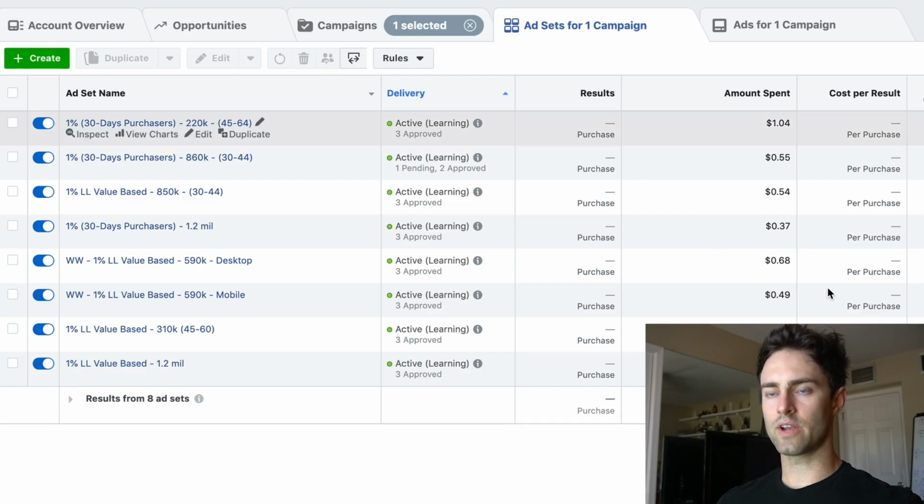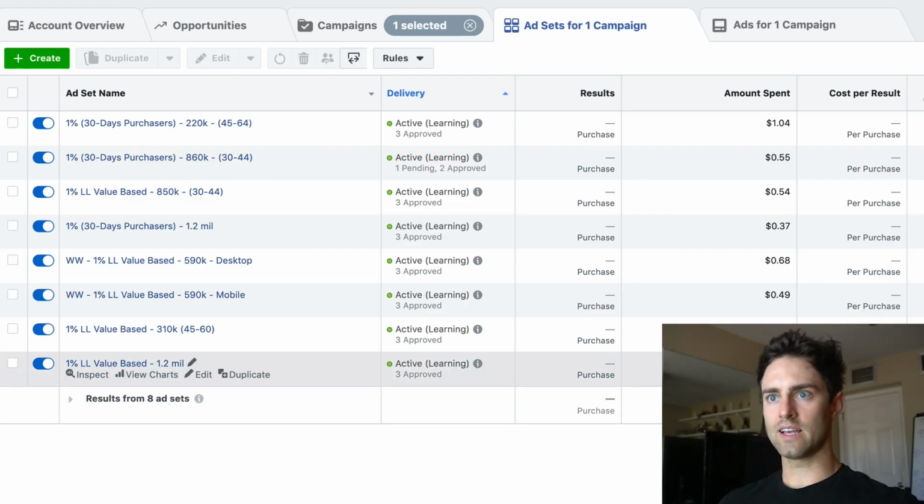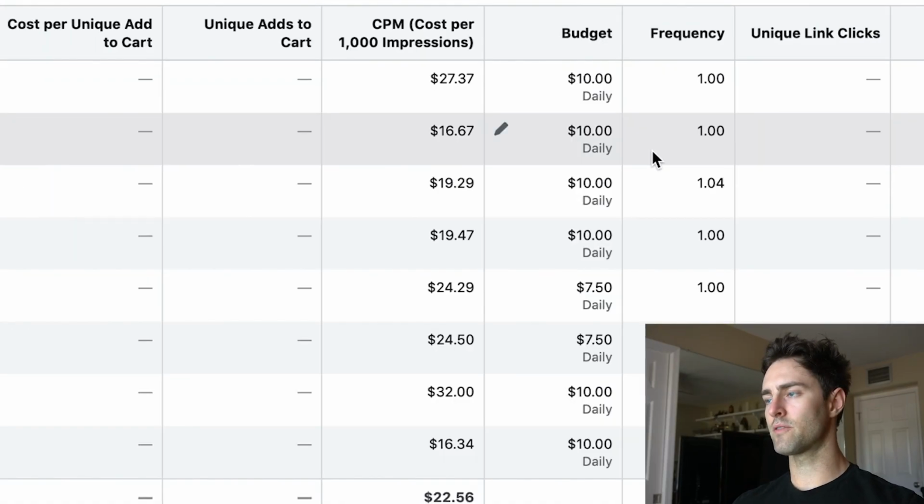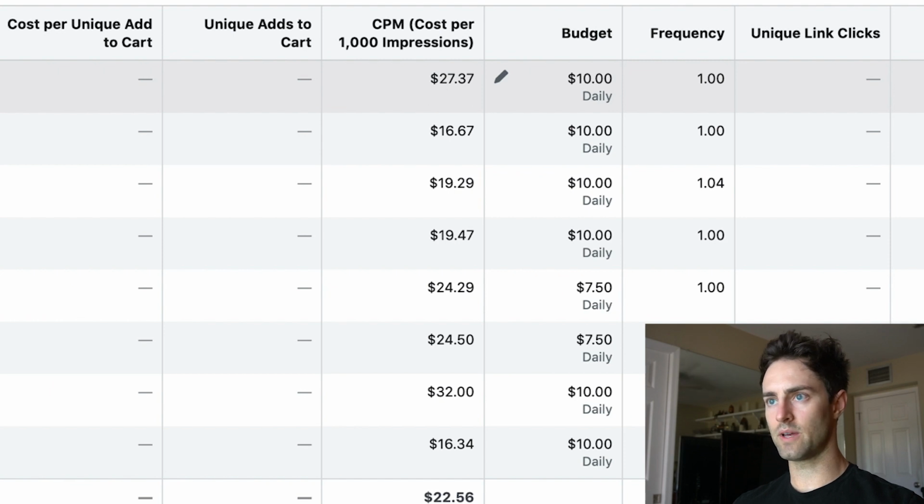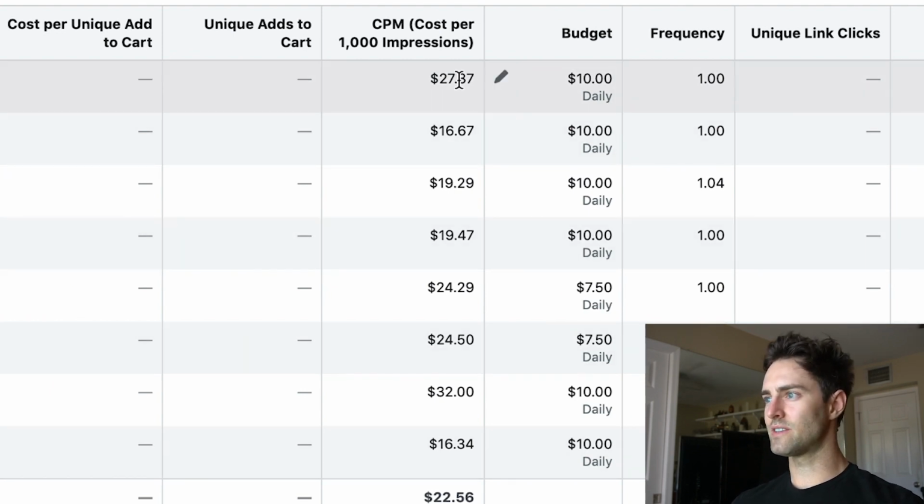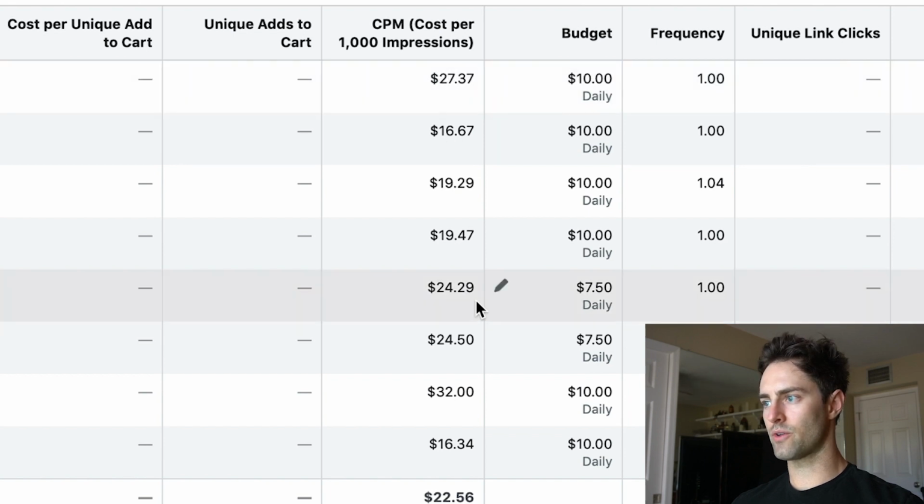We're in the other account, and what I wanted to quickly show you is I launched these campaigns, and this is for a completely different store, a different product, but it's still going to bring this point together. These are new campaigns, and if you notice with a lot of these lookalikes, we have cost per 1,000 impressions after spending literally a dollar per ad set. We see it's around $27 to $30, $16, $19, $16. This is really good. This is normal.